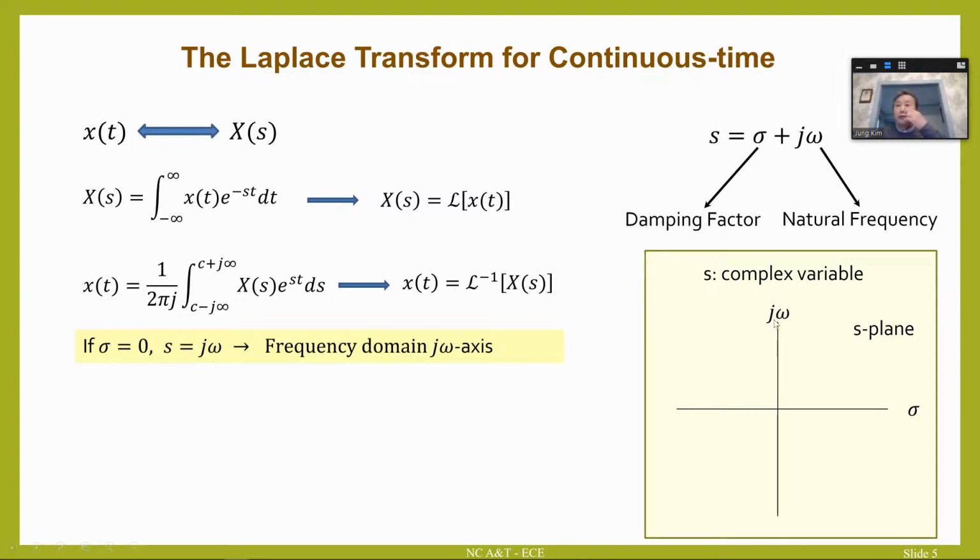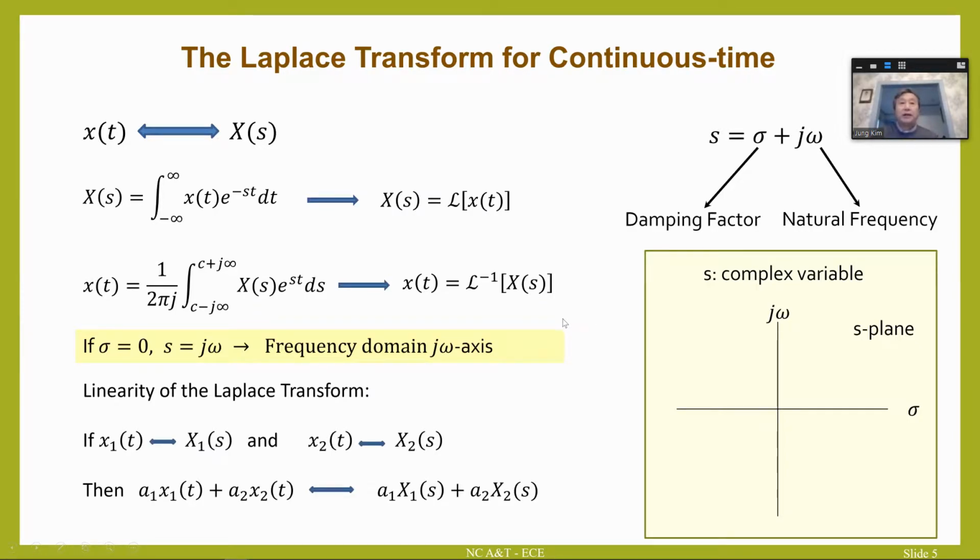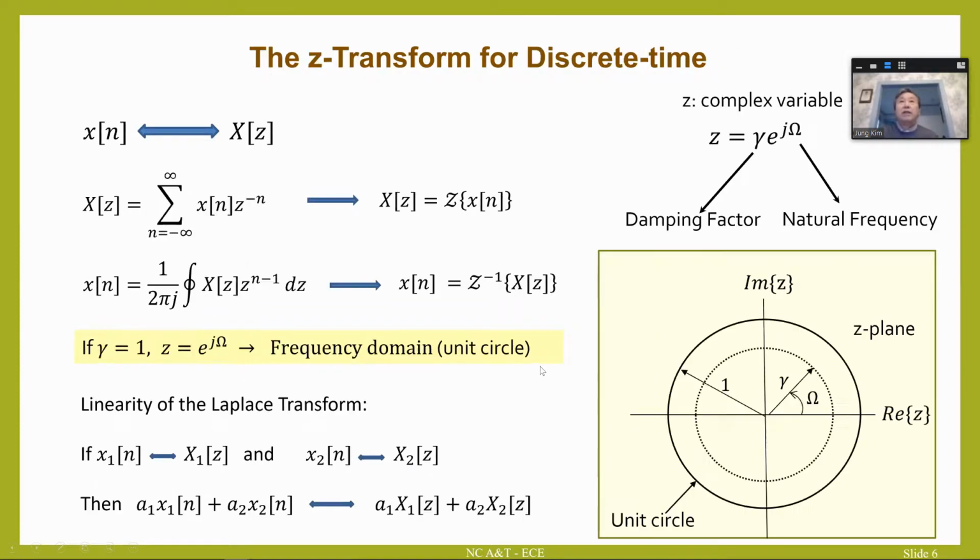So frequency domain is on the j omega axis. That is a subset of the S plane. Very similarly, if you understand, this is linearity. Very similarly, Z transform takes the n domain, the discrete signal or system, and changes it to the Z domain, large X of Z. So what is Z?